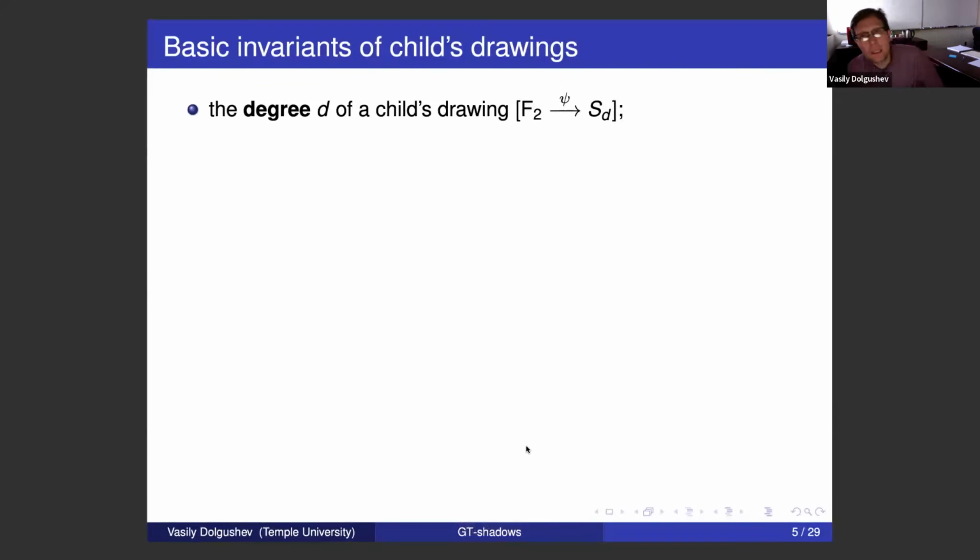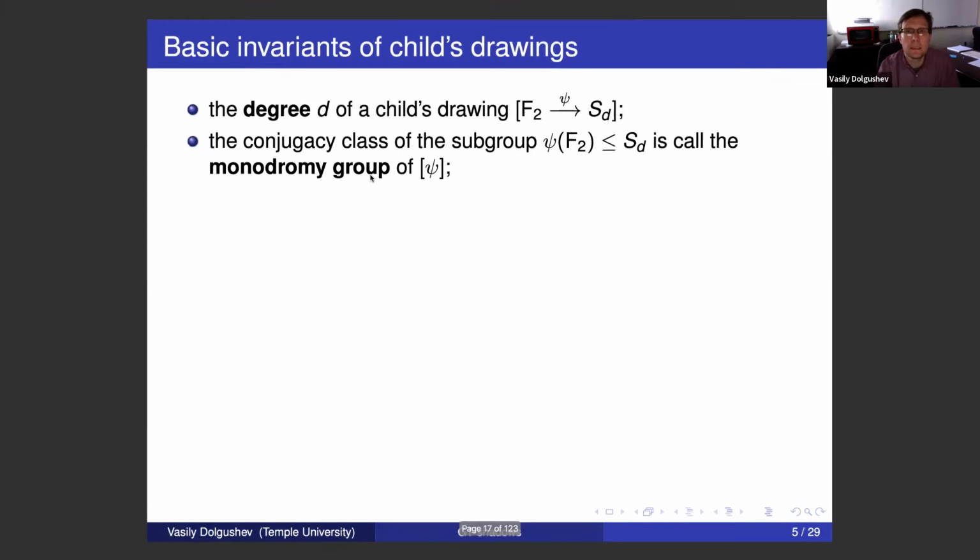So here are basic invariants of child's drawings. The first obvious invariant is, of course, the degree. When you act by GQ, you don't change the degree. This is obvious. So the degree of the covering stays the same. Then another invariant is the monodromy group, which is the conjugacy class of the subgroup. Remember this is always a transitive subgroup in SD, and its conjugacy class is invariant.